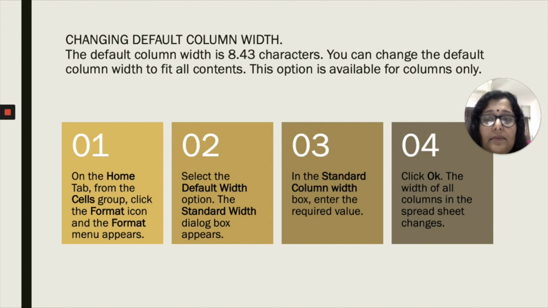On the Home tab, from the Cells group, click the Format icon and the Format menu appears. Select the Default Width option and the Standard Width dialog box appears. The standard value that is already there will be displayed for you. In the Standard Column Width box, enter the required value. Click OK. The width of all columns in the spreadsheet changes.